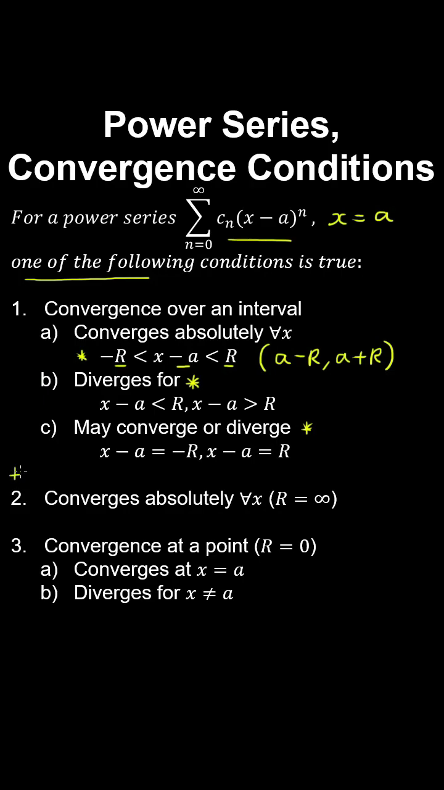Now the second way a power series can converge is for all values of x. In this case, the radius of convergence is infinite, and the interval of convergence is from -infinity to infinity. And the third way a power series can converge is at a single point. In this case, the radius of convergence is equal to 0, and the power series converges at a particular x value and diverges for all other x values.